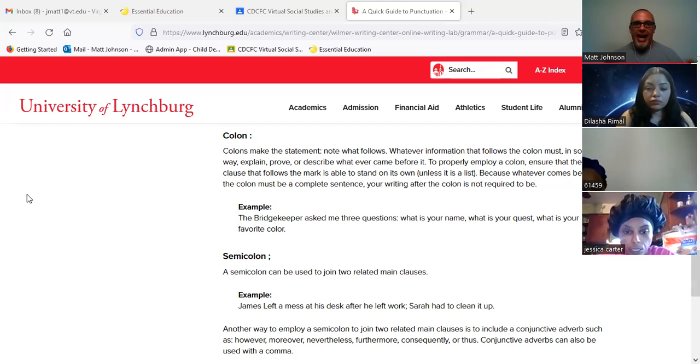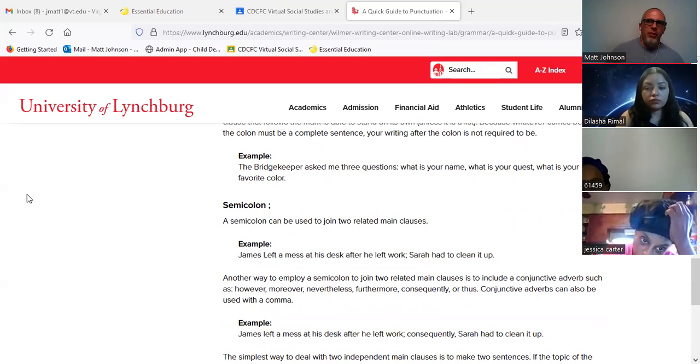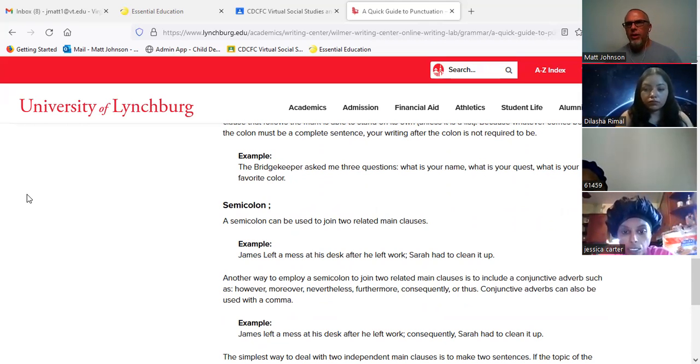James left a mess at his desk after he left work; Sarah had to clean it up. But you could just as easily say, James left a mess at his desk after he left work and Sarah had to clean it up. Again, you'll see those more in fiction writing, particularly in dialogue, right? People a lot of times will omit their ands. But that's basically the only other way you can join two independent clauses and make a sentence without a conjunction.